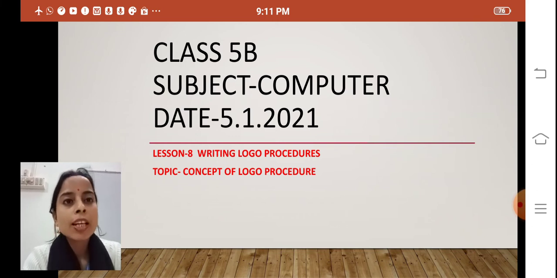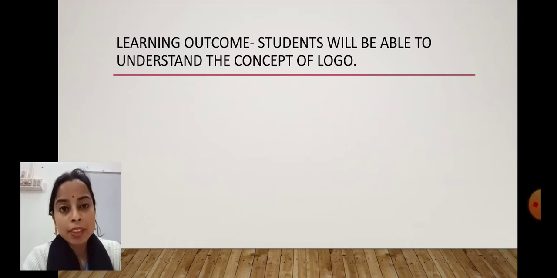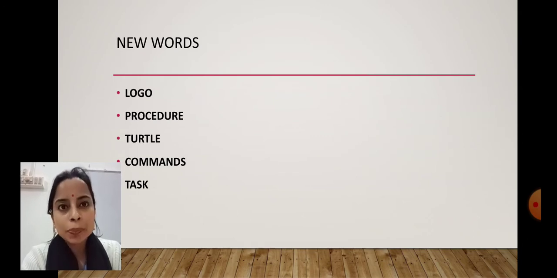Clear, children? Learning outcome. At the end of this class, children, you will be able to understand the concept of logo, and also its procedure. Clear? New words. In today's topic, you will be getting the new words: logo, procedure, turtle, commands, task.